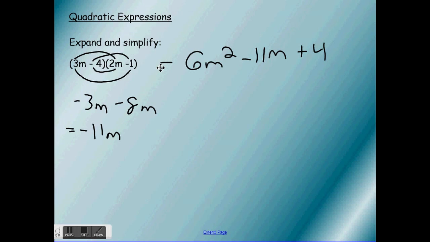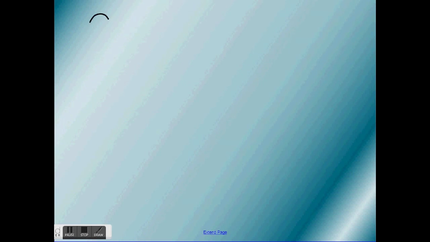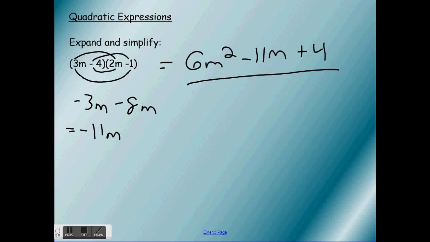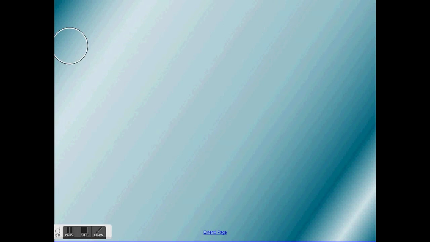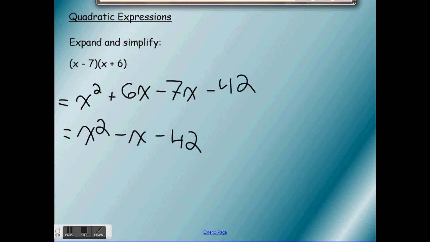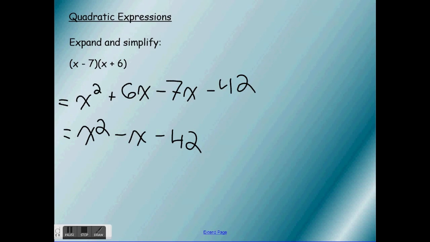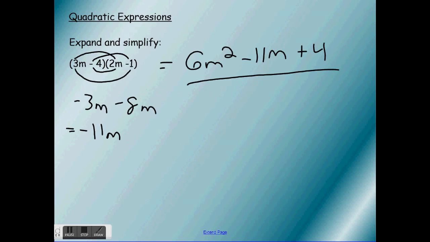But now we're going to talk about the hard part, which is doing the opposite, which is factoring. To make it easier, I'm going to use this one, 6m squared. So we already know what this is going to factor to. And now that I realize I did that, I'm going to change my mind. No, I'm going to use this one instead. x squared minus x minus 42.